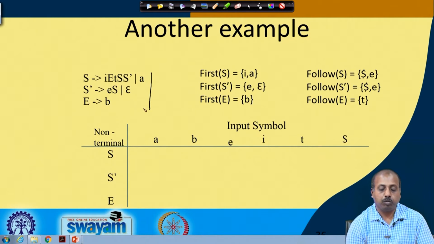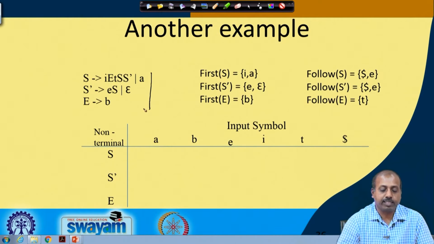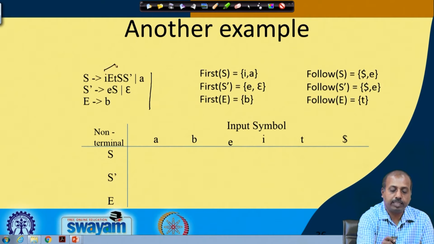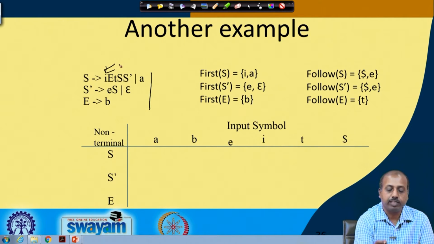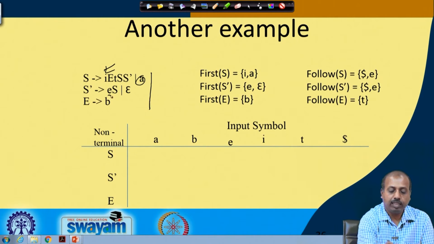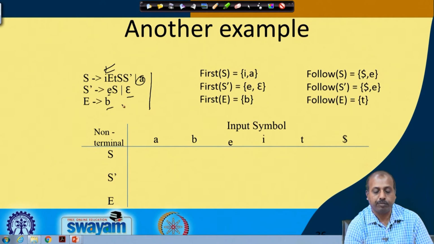Now, for constructing the predictive parsing table, the first thing that we have to do is to compute the first and follow sets. So, first of S, if you go by the first rule, it says that I will be there in the first of S. By the second rule, it says that A should be there in the first of S. Similarly, first of S dash will have E and epsilon. So, these two are there, and first of E will have B. So, first computation is straightforward.